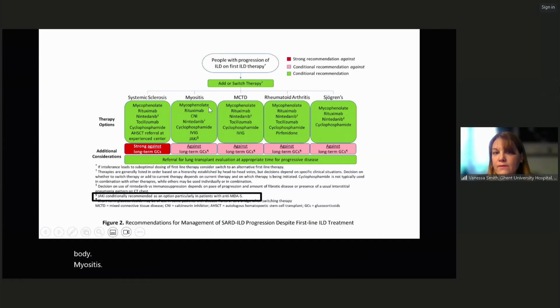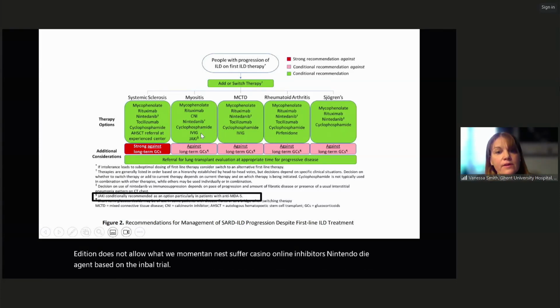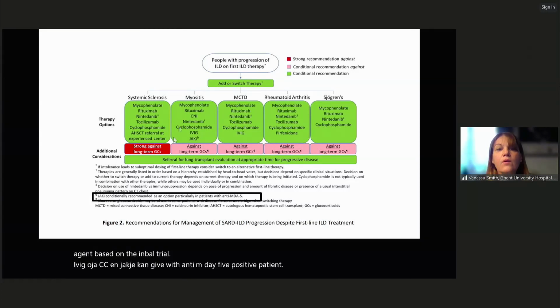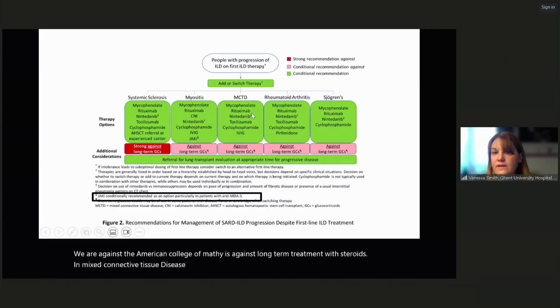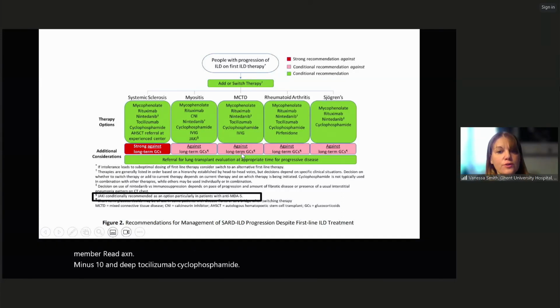Myositis. You may give, additionally to what we mentioned on the last slide, calcineurin inhibitors, nintedanib, again based on the trial, IVIG or YAC, and YAC you can give with anti-MDA5 positive patients. The American College of Rheumatology is against long-term treatment with steroids. In mixed connective tissue disease, rheumatoid and Sjögren's, you can give mycophenolate, rituxan, nintedanib, tocilizumab, cyclophosphamide. Again, against long-term steroids. And in all of our connective tissue diseases, we may not forget in the multidisciplinary team to discuss referral for lung transplant evaluation at the appropriate time for progressive disease.